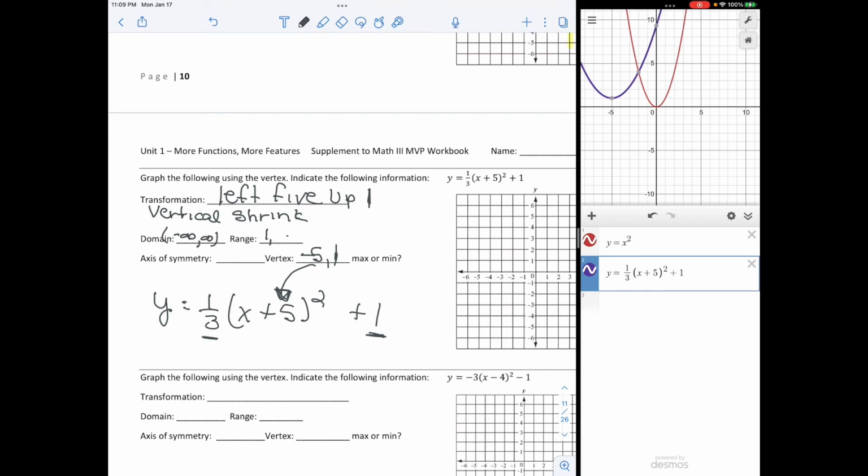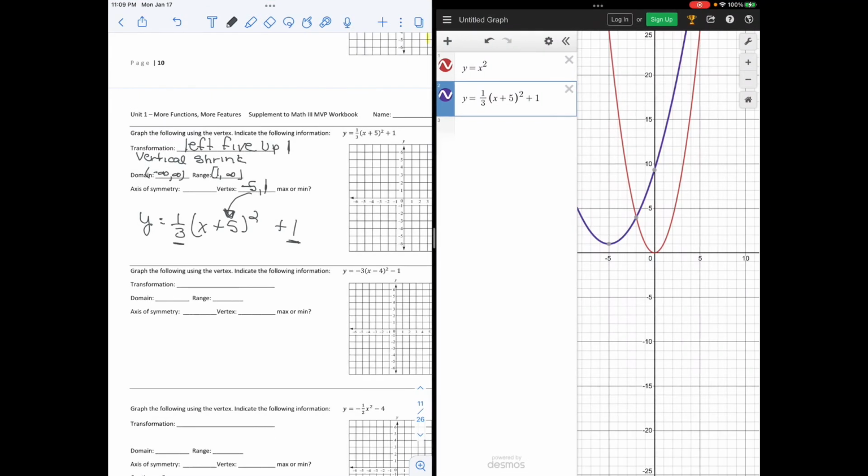And my range is going to go from 1 to infinity. And we can see that when we graph it, my smallest value of y is 1. My axis of symmetry is x equals -5. Again, notice the relationship between the axis of symmetry and the vertex.